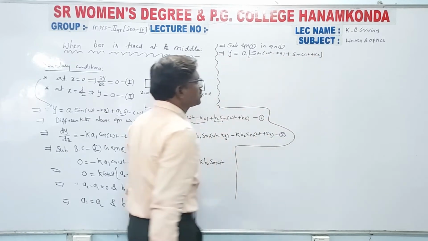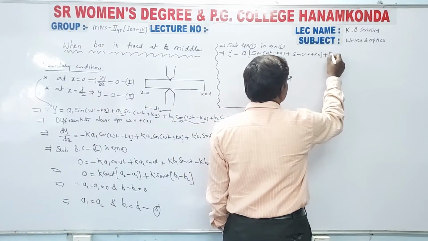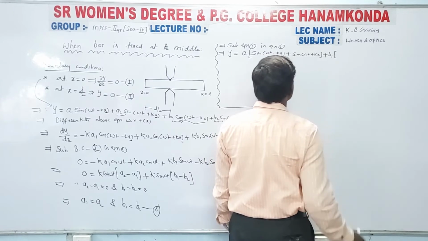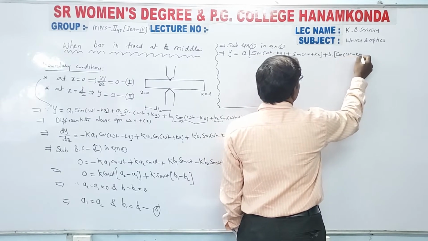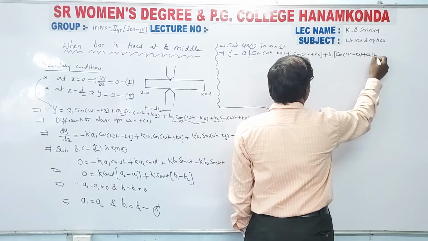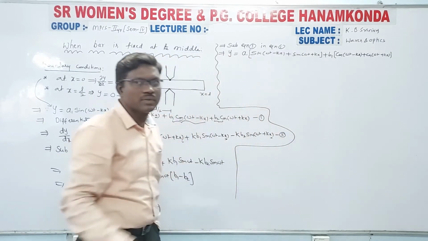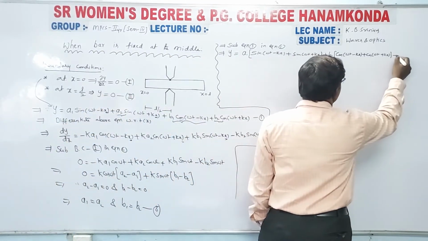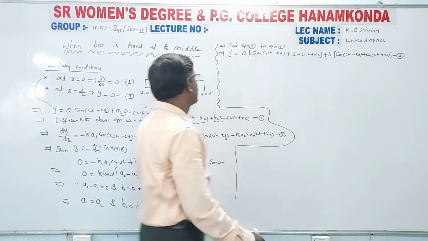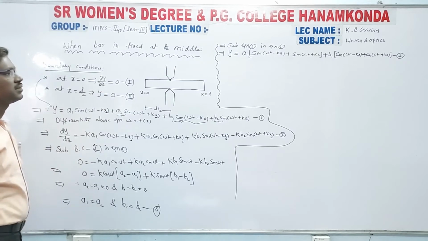This is about the first two terms of the expansion. Coming to the second two terms, from these you can take b1 as common. What remains in the bracket is cos(ωt minus kx) plus cos(ωt plus kx). Clear? Is that clear? Right. Let me give this equation the number 3. Now substitute boundary condition 2 in equation 3.